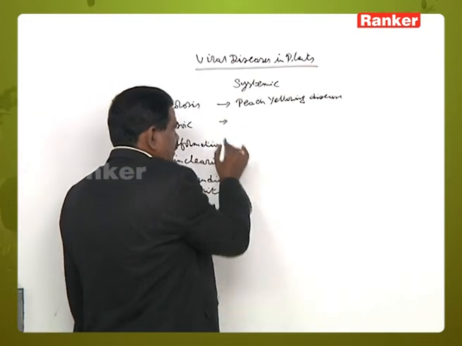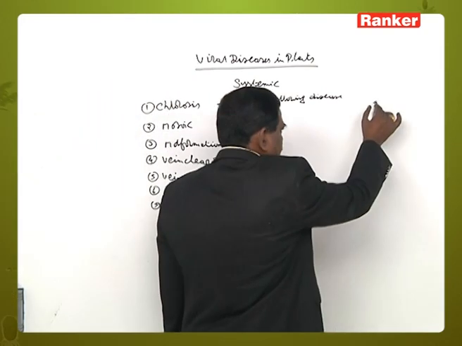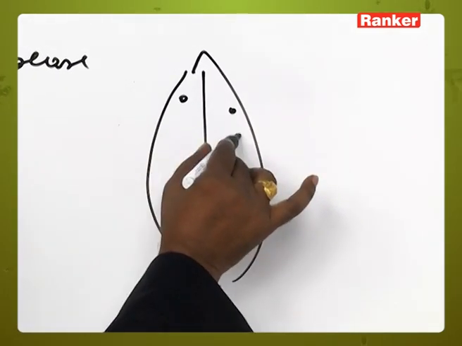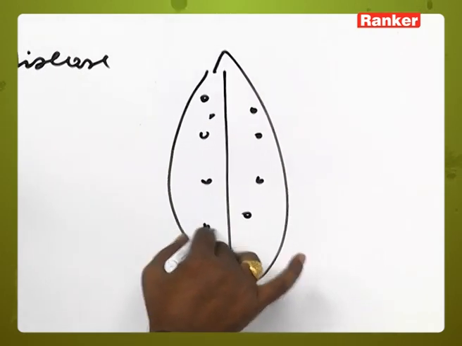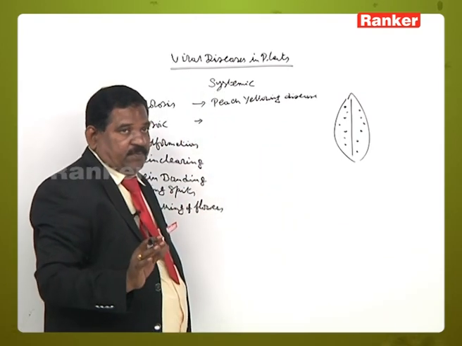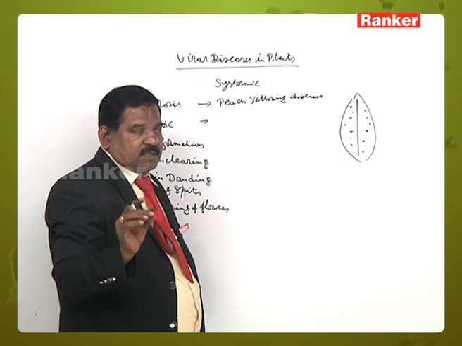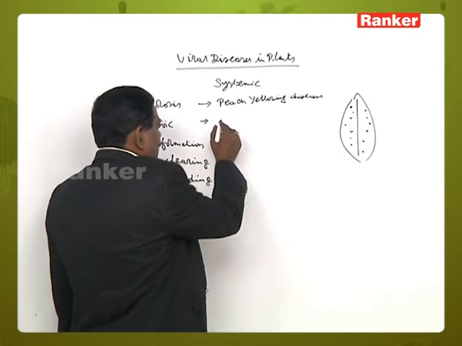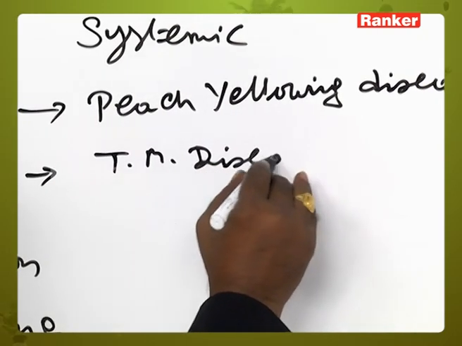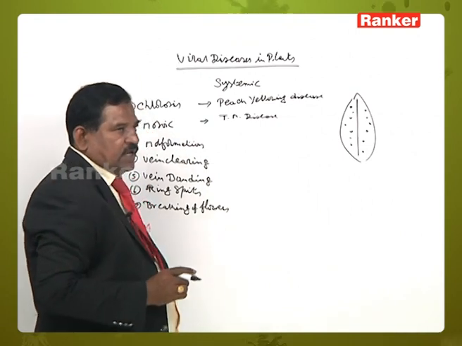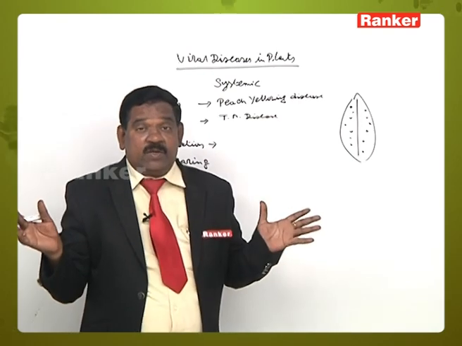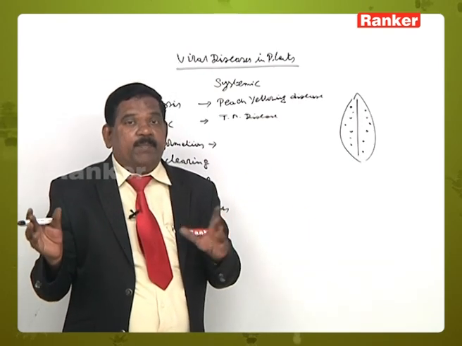Mosaic: isolated patches. In some regions, chlorosis occurs, not the complete leaf. Example, tobacco mosaic disease.